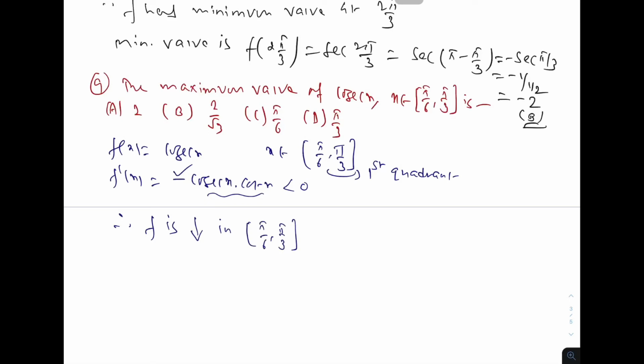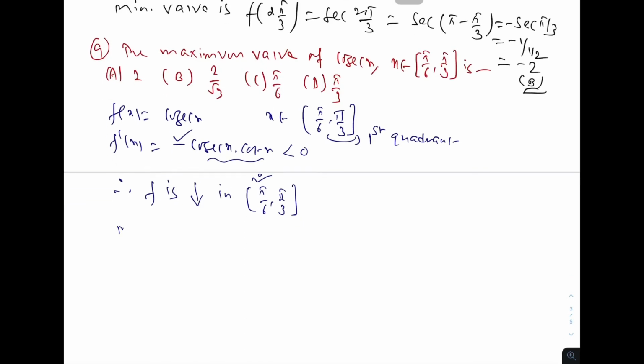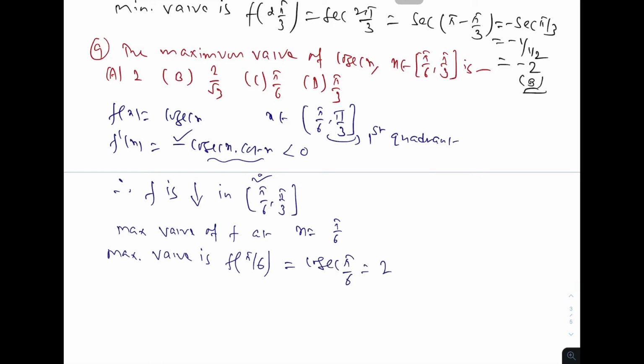Now if the function is decreasing, we will get the maximum value at the lower point. So the maximum value of f is at x equal to pi by 6, and the maximum value is f of pi by 6, cosec pi by 6, and that is nothing but 2. So here the option is A.